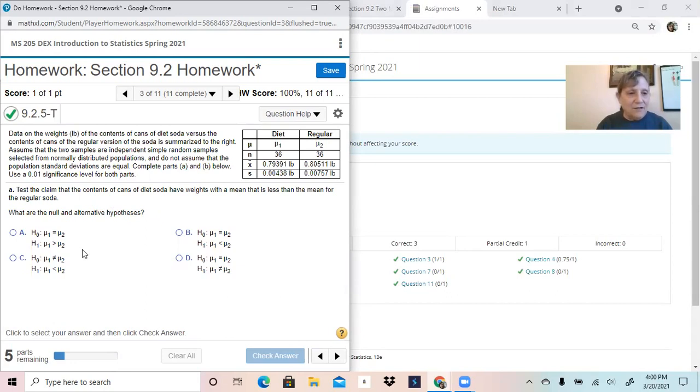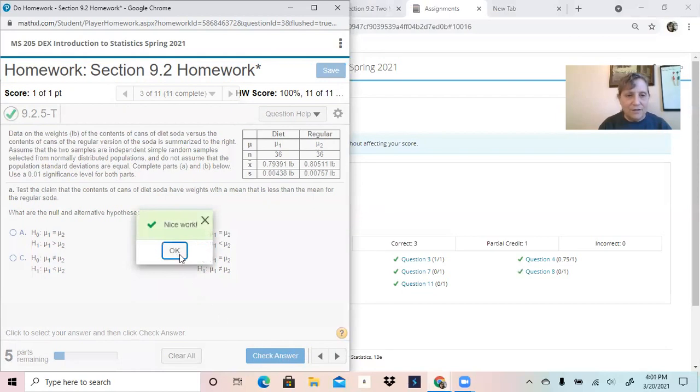So the diet soda is the first sample. So if the weight from the diet soda is less than the mean for the weight of the regular soda, then that means mu1 is going to be less than mu2. First one's equals, of course. So let's go with this.